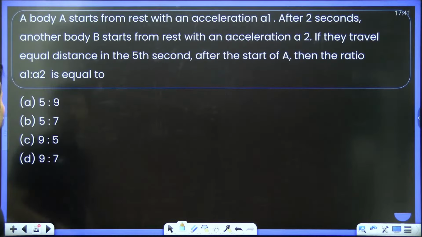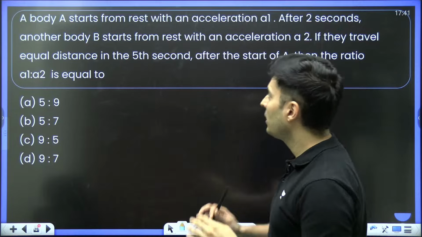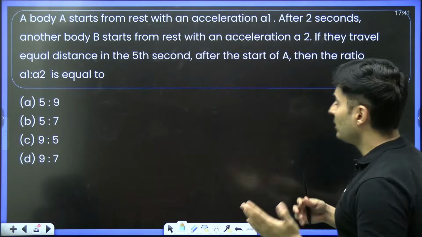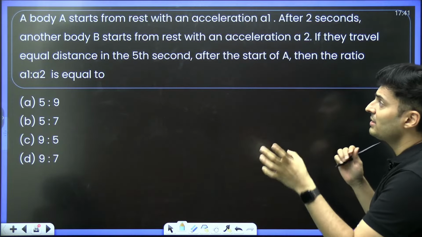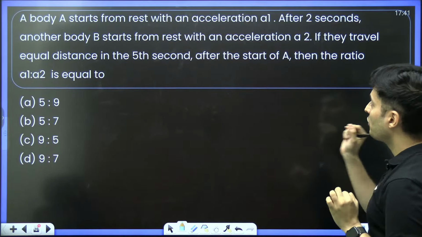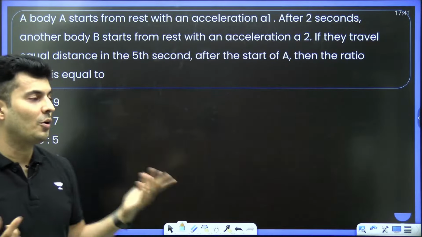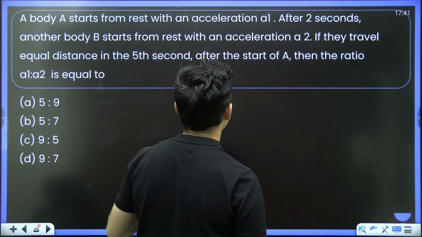Moving on, next question. A body starts from rest with acceleration A1. 2 seconds after that, another body starts with acceleration A2. If they travel the same distance in the 5th second from A's start, then the ratio of A1 and A2 is how much? Very interesting, good chance of making a silly mistake.